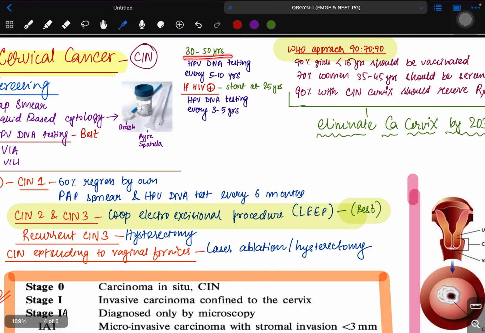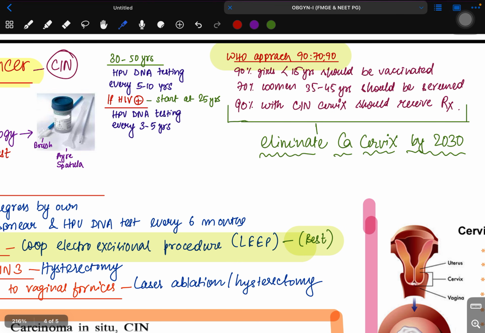Now for 30 to 50 years, how will you do the screening? We have to do the HPV DNA testing every 5 to 10 years. And if the woman is HIV positive, then we have to start the screening at 25 years, and HPV DNA testing should be done every 3 to 5 years in that case. The WHO approach, the triple pillar approach, the 90-70-90, what is that? The target is to eliminate CA cervix by 2030. So 90 means 90% girls less than 15 years should be vaccinated. 70 means 70% women aged around 35 to 45 years should be screened. And 90 means 90% with CIN cervix should receive the treatment.